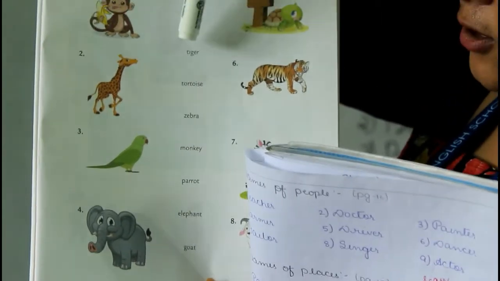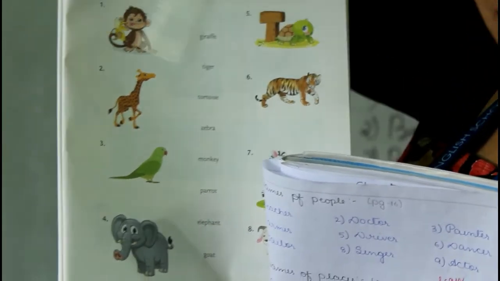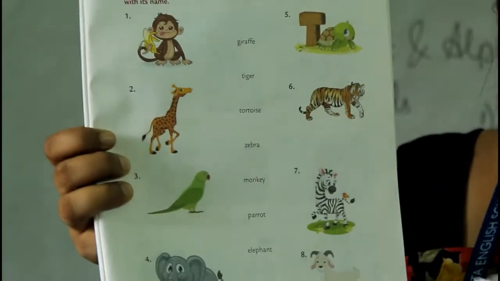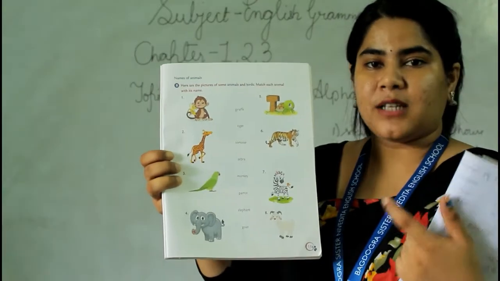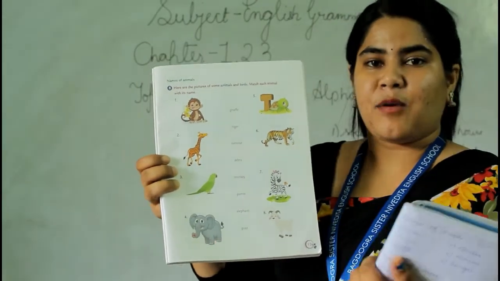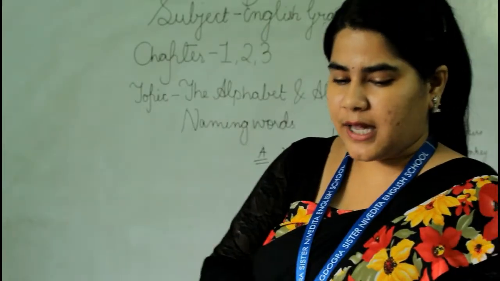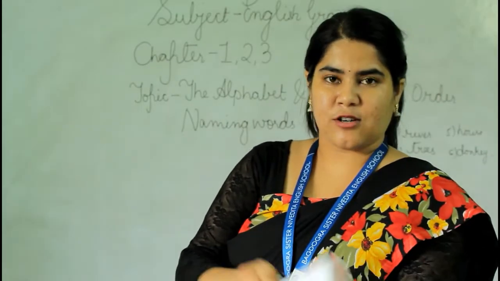Tortoise. Where is tortoise? Here, match it. In this way you will complete all this, okay? In the previous page, we have learned the name of the things. Here we are learning name of animals and birds, okay? In this way, complete this exercise also.